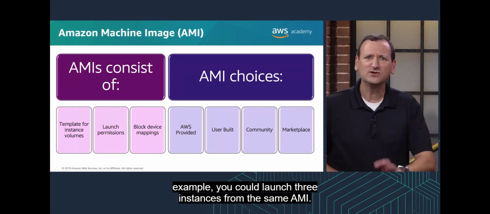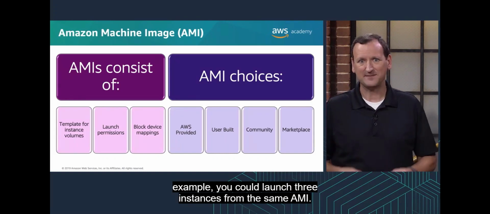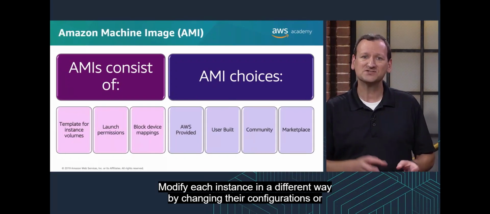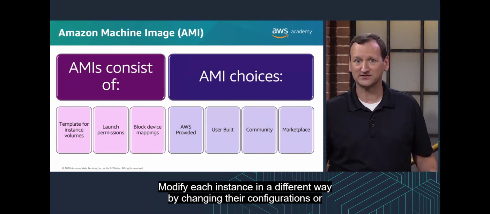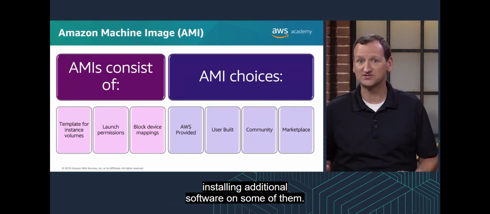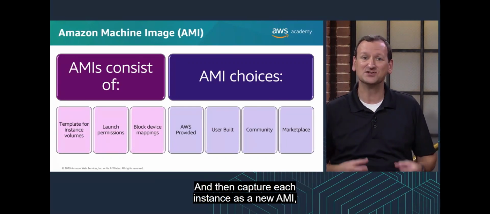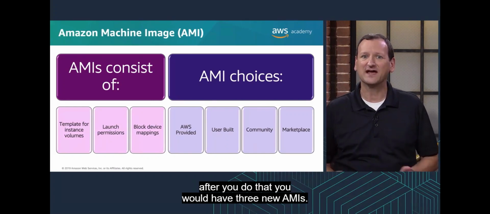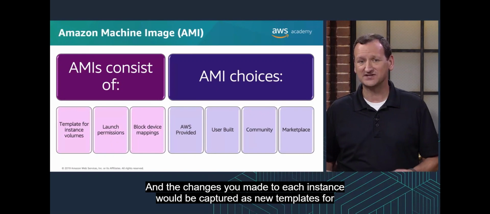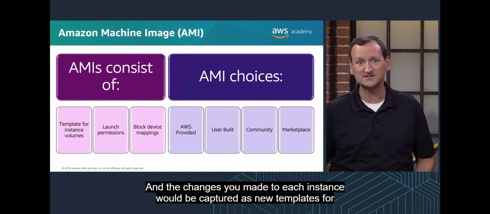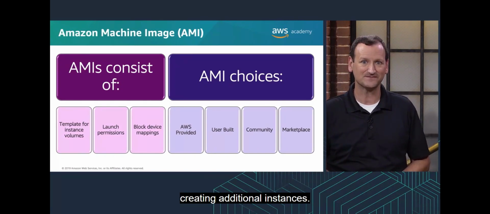For example, you could launch 3 instances from the same AMI, modify each instance in a different way by changing their configurations or installing additional software on some of them, and then capture each instance as a new AMI. After you do that, you would have 3 new AMIs, and the changes you made to each instance would be captured as new templates for creating additional instances.